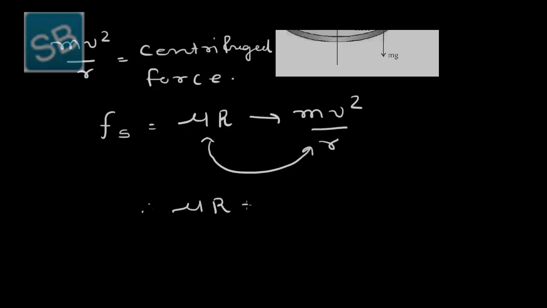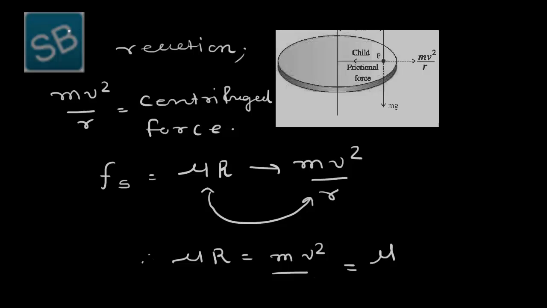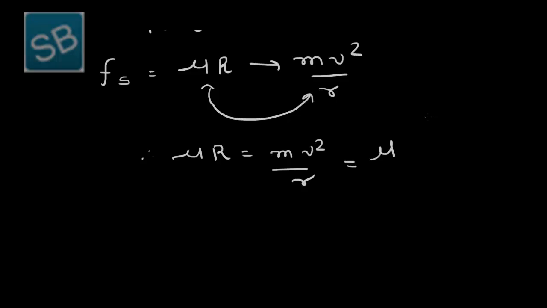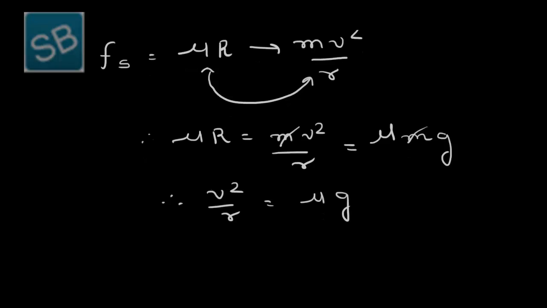So mu R is equal to mv square over r. Now, instead of R you can see which kind of force I can write, that is the normal reaction. It is the gravitational force mg. So instead of R now I am writing mg. And so m is cancelled from both sides. So v square over r is equal to mu g.